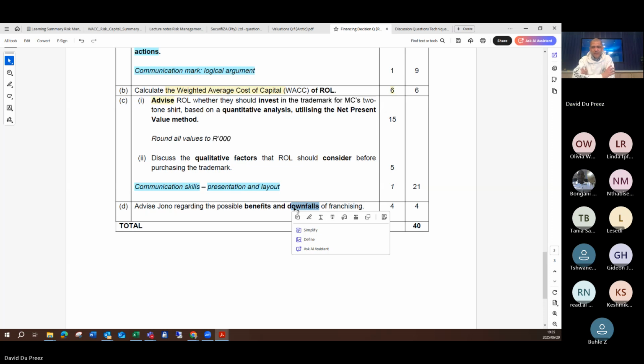Linda? A benefit that I can think of is already having the reputation of the franchisor. You're already going into it with a trusted brand that people already trust, that will bring business to you.